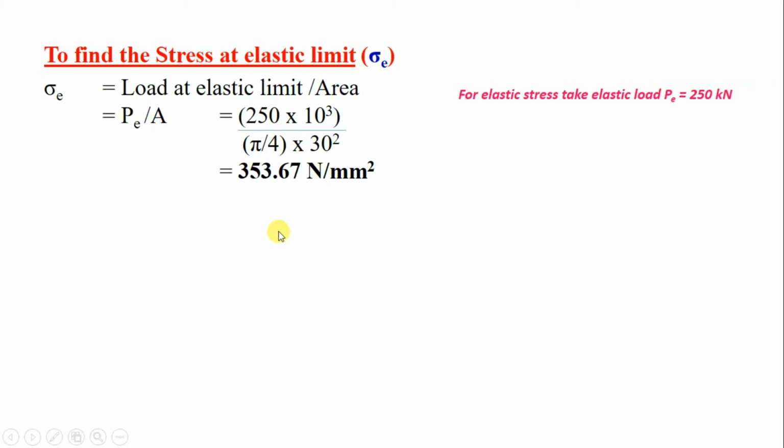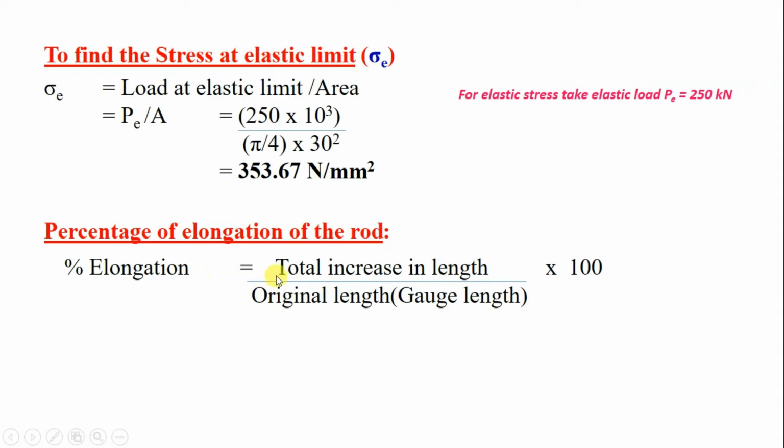Then the third part, percentage of elongation of the rod. In order to find that, the formula is percentage elongation is equal to total increase in length divided by the original length. That is given as gauge length in the problem. So that is your original length. Divide this and multiply by 100. So this is the formula to find the percentage of elongation. So your total increase in length, that is your delta L total, is 60 mm divided by original length is 200. 60 by 200 into 100 gives you 30%.